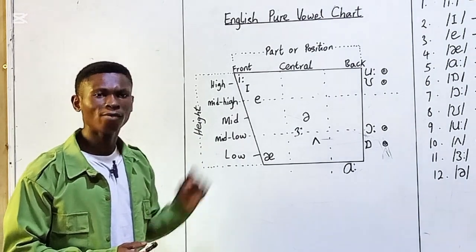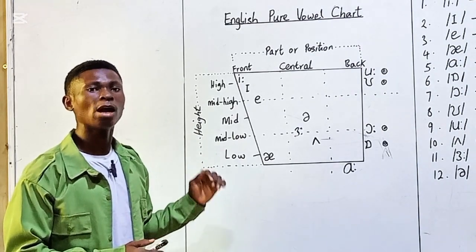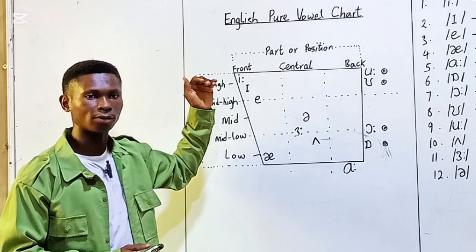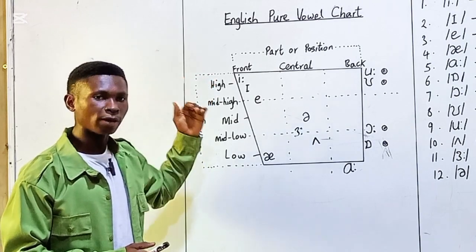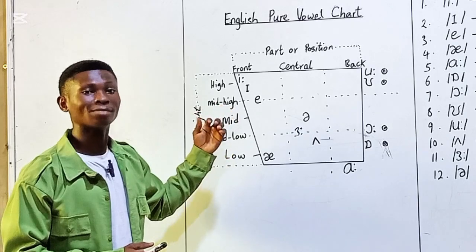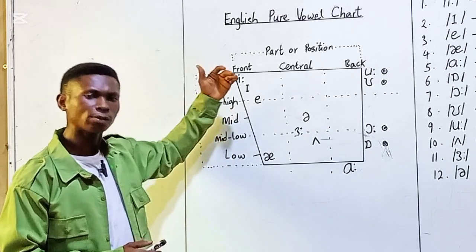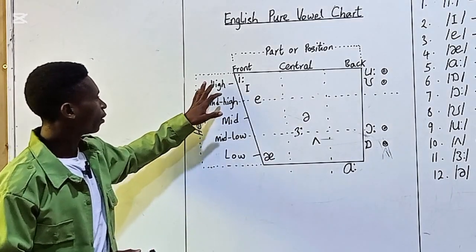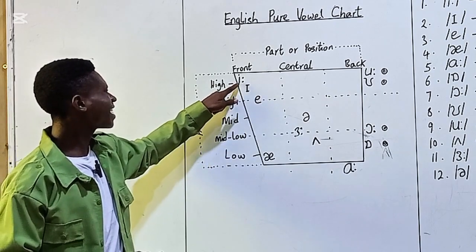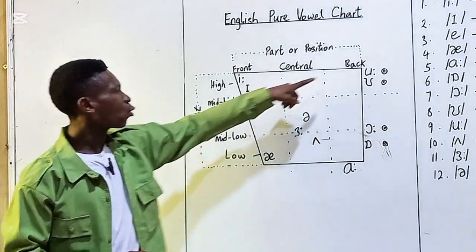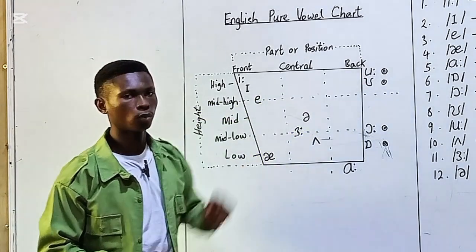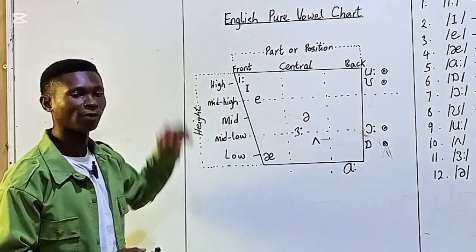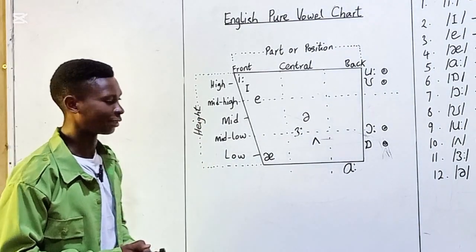It is called high vowel sound because the tongue is raised towards the roof of the mouth. We can also call it close vowel sounds because the tongue is raised close to the roof of the mouth. Then there are 4 in number. We have /i:/, /ɪ/, /ʊ/, and /u:/. Those are the front vowel sounds, front high vowel sound, or you call it high front vowel sound.